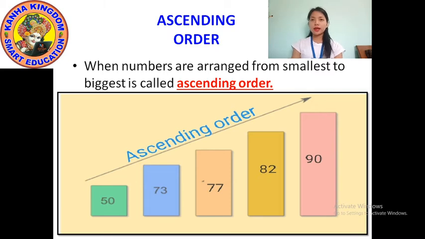Okay, students, when number are arranged from smallest to biggest, it is called ascending order. And one example of ascending order is this picture. See, in this picture the number are arranged from smallest to biggest: first 50, which is smaller than 73, and 73 is smaller than 77, and 77 is smaller than 82, 82 is smaller than 90.